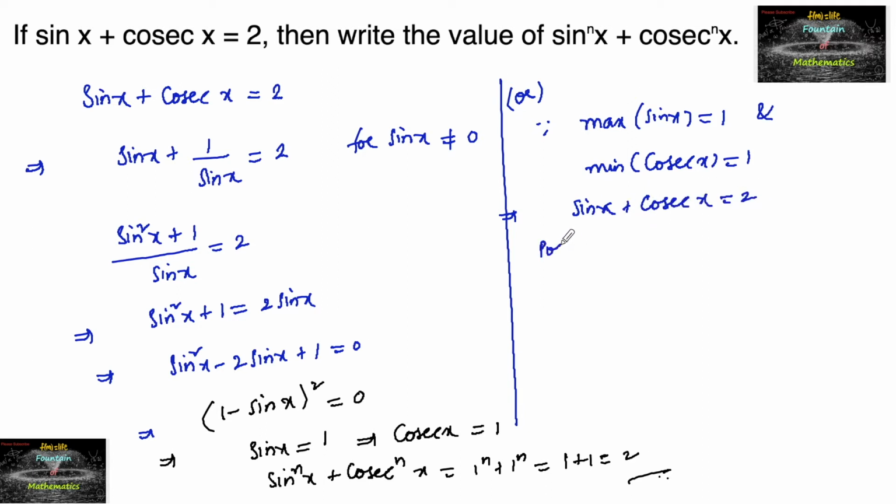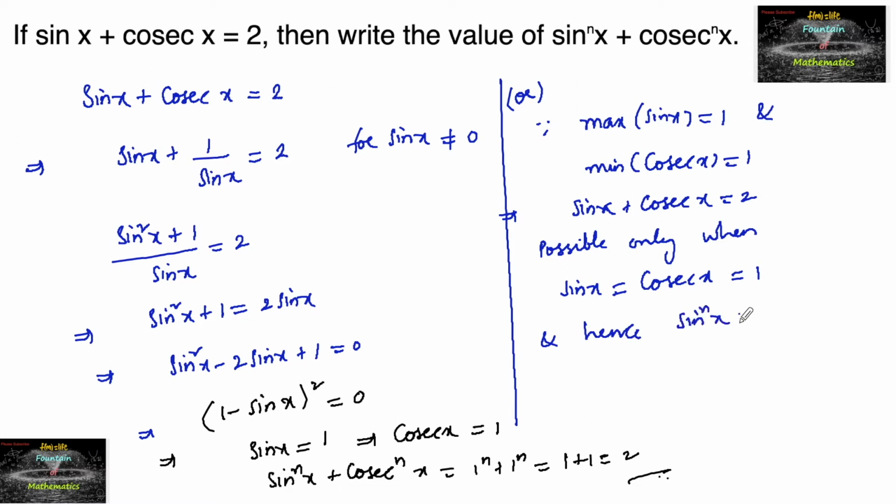and here it is given sin x plus cosecant x is equal to 2, which is possible only when both are equal to 1, that is, sin x is equal to cosecant x is equal to 1. It is possible only when sin x and cosecant x are both equal to 1, and hence sin^n x plus cosecant^n x can be taken as 1^n plus 1^n, that is 1 plus 1, which is equal to 2. So we can go with the answer 2.